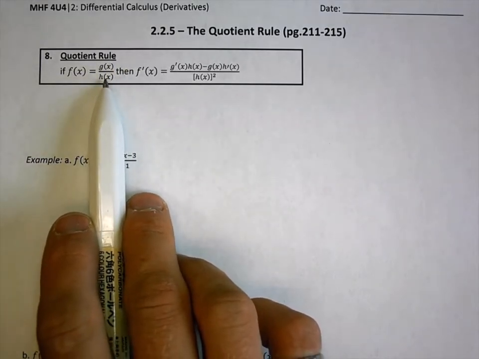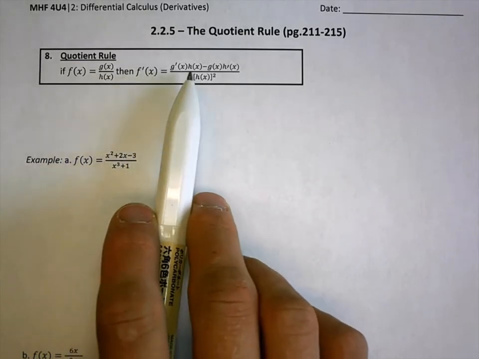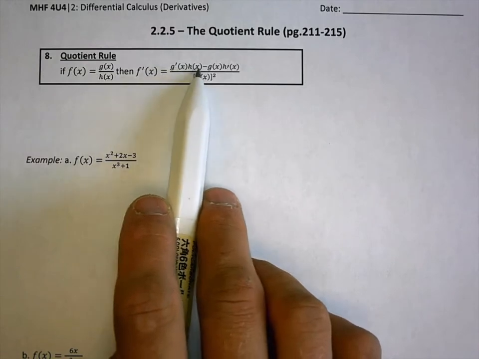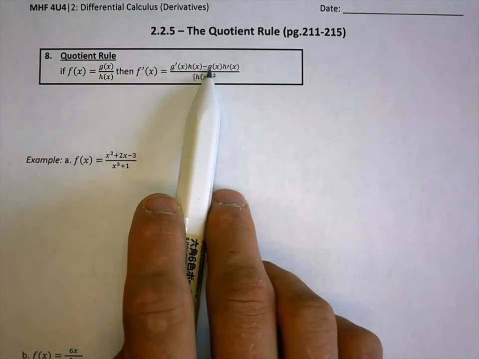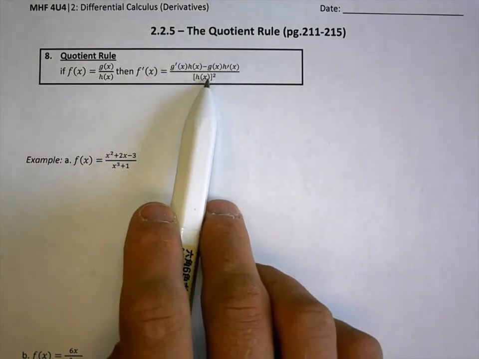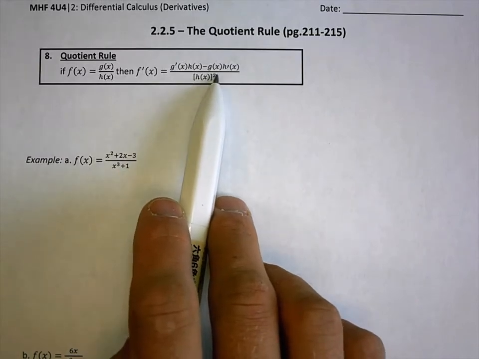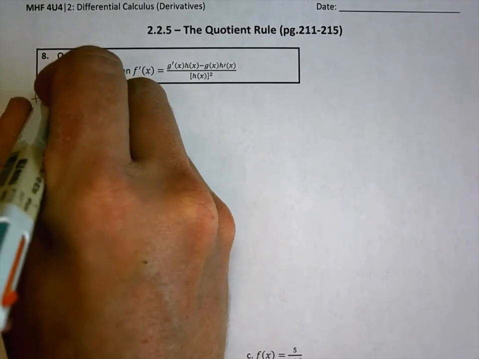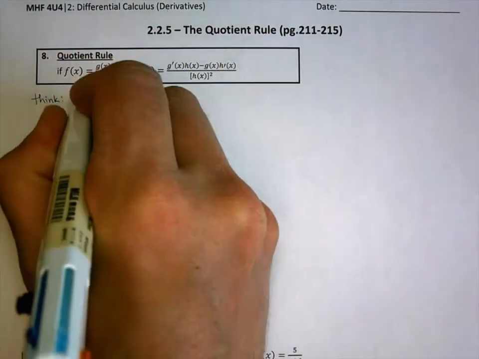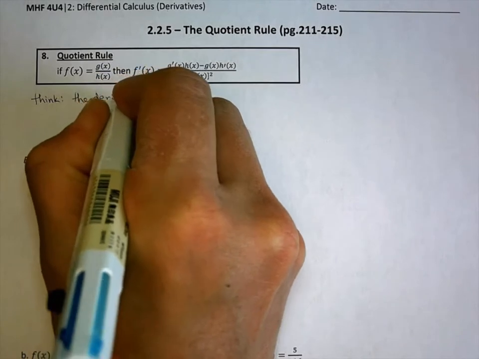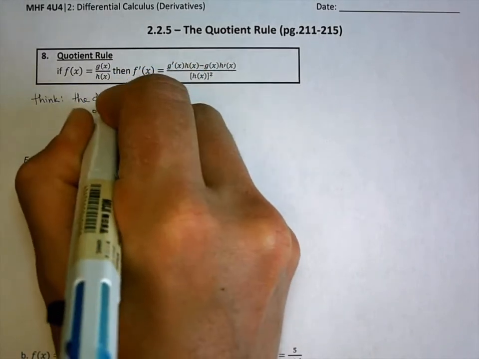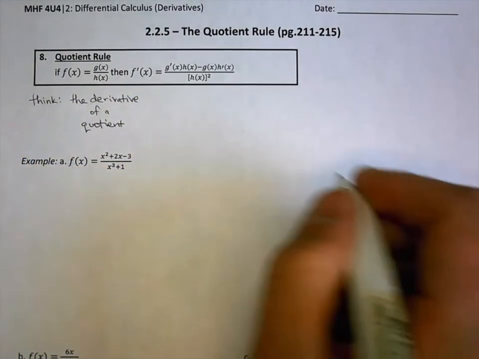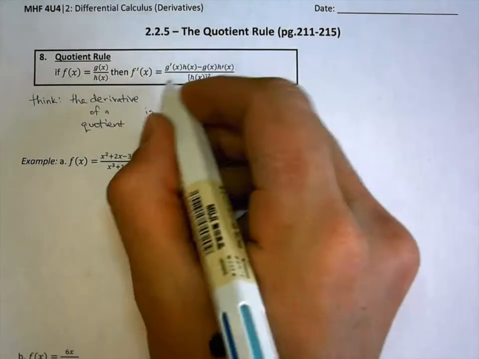You have to use the quotient rule, which, if we look at it, is a little bit more complicated than the product rule. It's g prime times h minus g times h prime over h squared. So I like to write these things out in words, so let's think about this. The derivative of a quotient is, okay, so let's decode this.